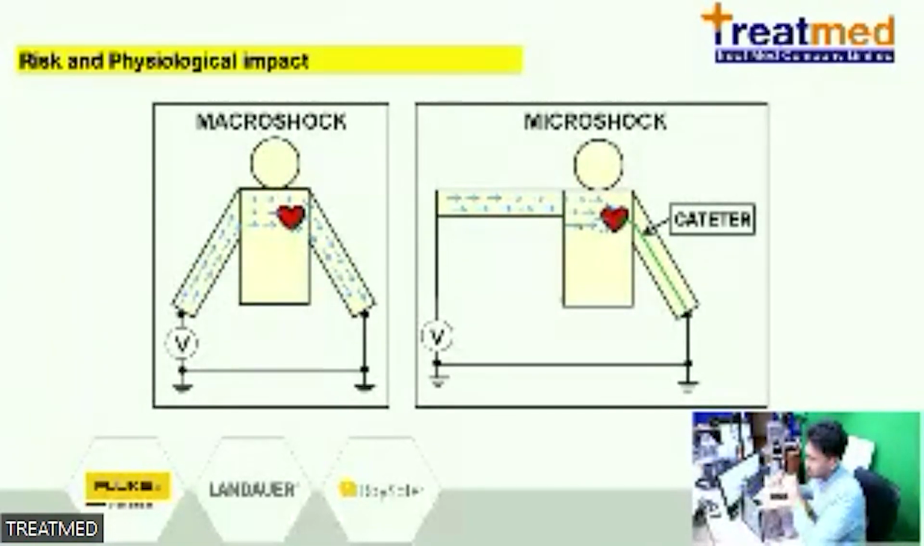The microshock is a smaller current in the medical device that comes through the human, passes the heart, and goes to the ground. It can directly damage the heart and can make the patient die directly. We are talking about a current of about 500 microamp, 600 microamp, less than 1 milliamp.